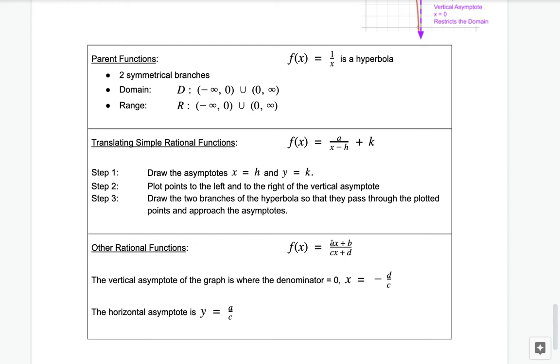There'll be one more version that we look at: f of x equals a times x plus b divided by c times x plus d. The vertical asymptote of the graph is wherever the denominator is equal to 0. So you set the bottom equal to 0. First you subtract d, then you divide by c, and you end up with the equation x equals negative d divided by c. The horizontal asymptote is where y is equal to a divided by c. You take the lead coefficients, a divided by c, and that is your horizontal asymptote.